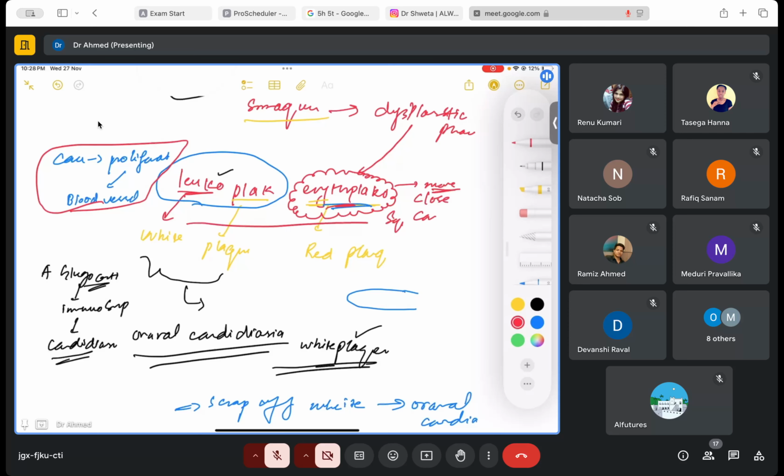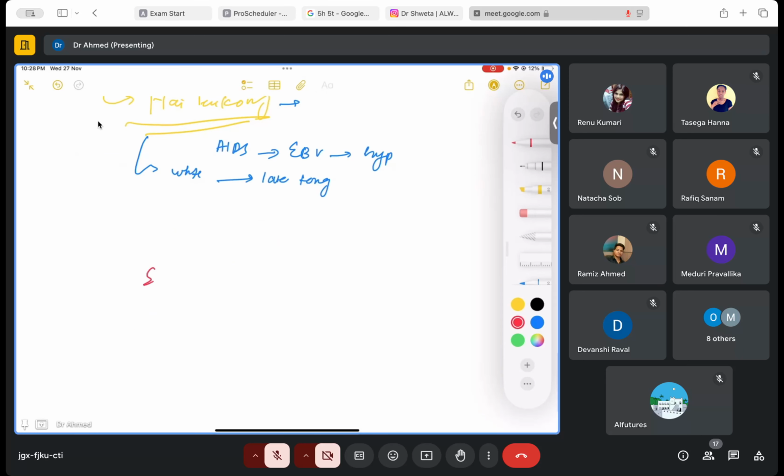These are basically the intermediate. So if you are seeing red plaques, it would more likely suggest that this person is going to develop squamous cell carcinoma, right? So this was all about squamous cell carcinoma, and you know it's carcinoma. It's a malignant neoplasia of your squamous cells, right?